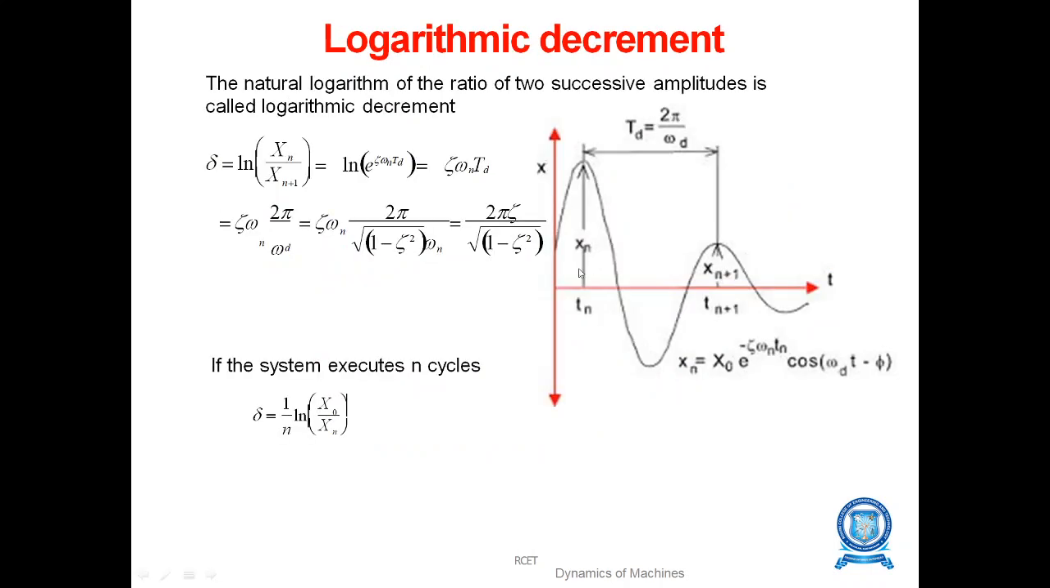So this is the logarithmic decrement. The natural logarithm of the ratio of two successive amplitudes is called the logarithmic decrement. This is an important term in damped vibration. Delta equals 1 by n natural log of h0 by hn.